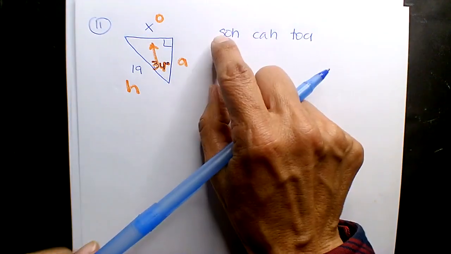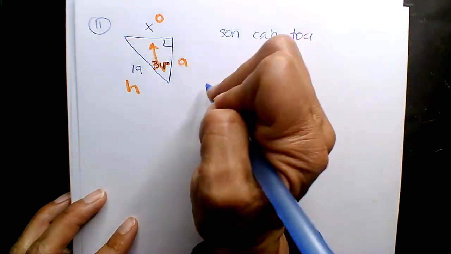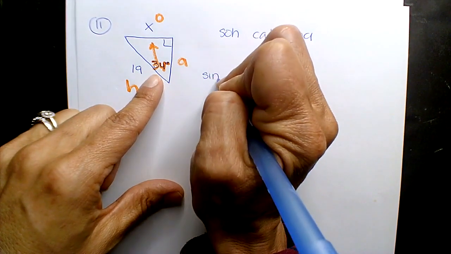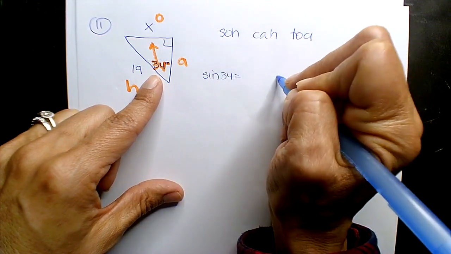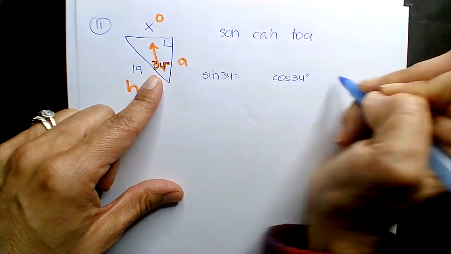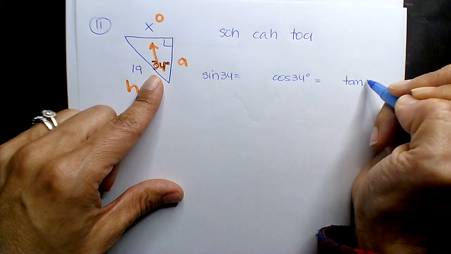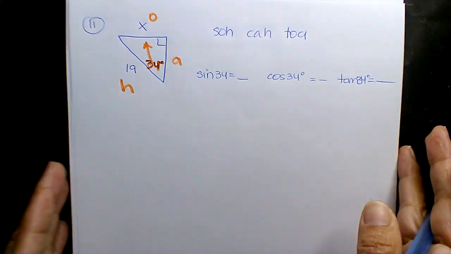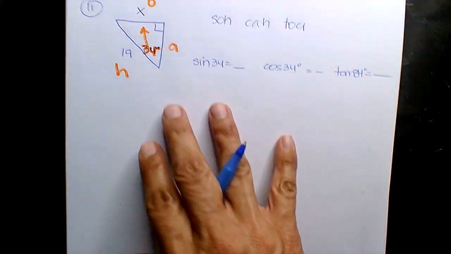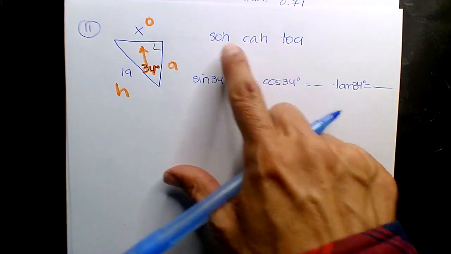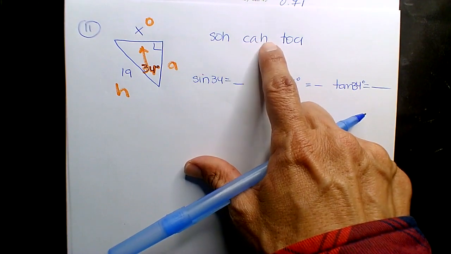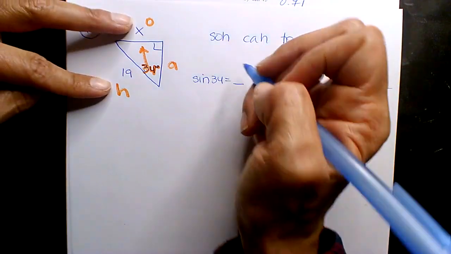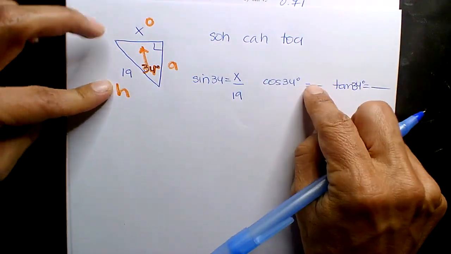Remember, the first letter is the left side of the proportion. So I'm going to look for sine of 34 degrees, cosine of 34 degrees, and the tangent of 34 degrees. One of them only works. The second and the third letter are your numerator and denominator. So SOH, sine, is OH, X over 19.